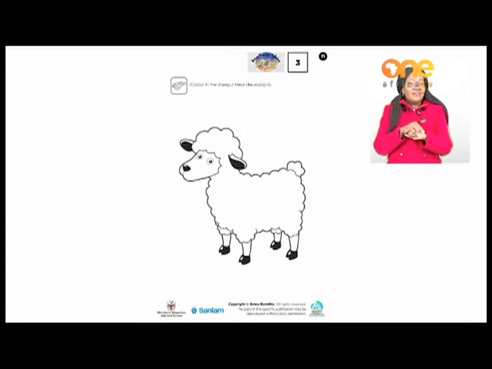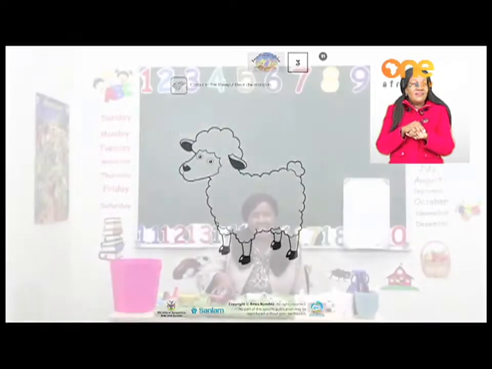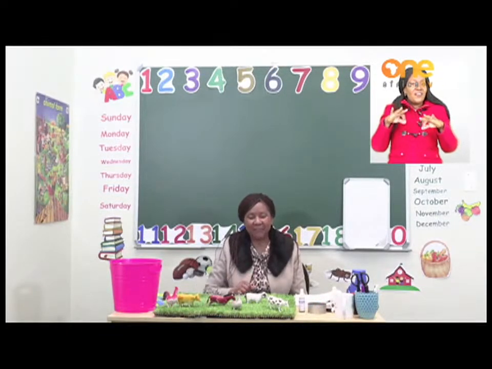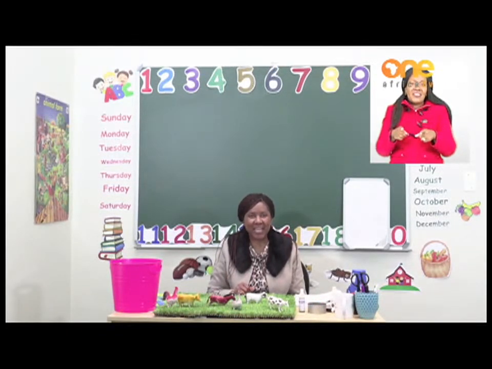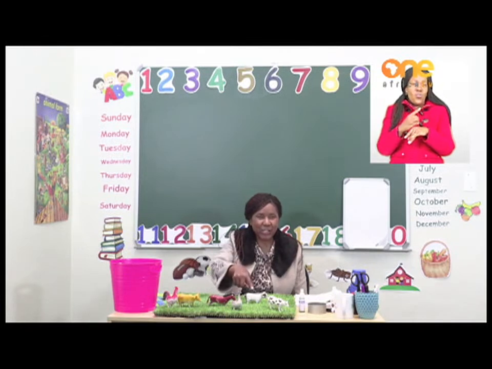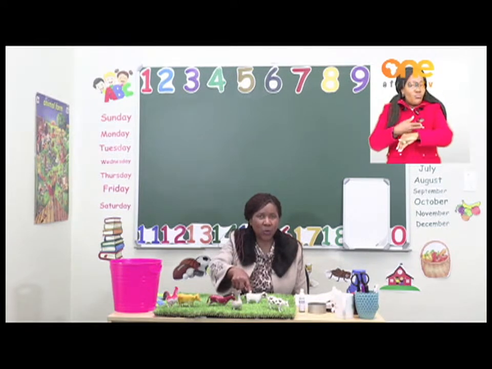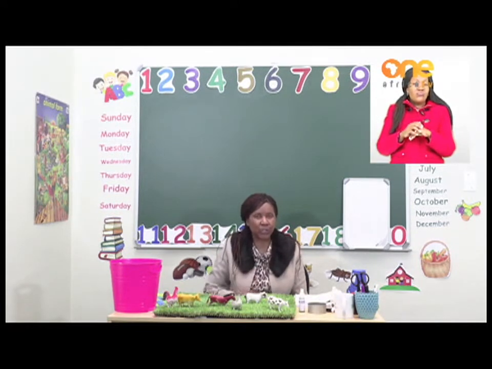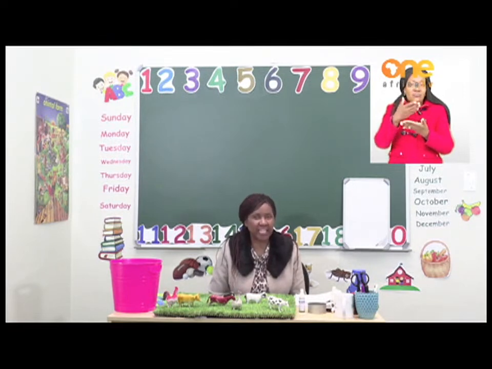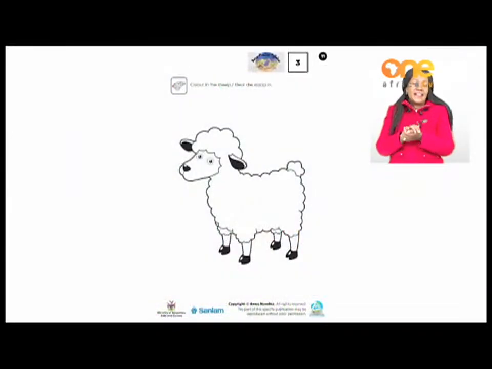Now let's look on the farm on my table. We have different kinds of animals lined up, and one of them is a sheep. So I would like you to turn back to page 11 and color in the sheep. Once you are done, we turn to page 12.